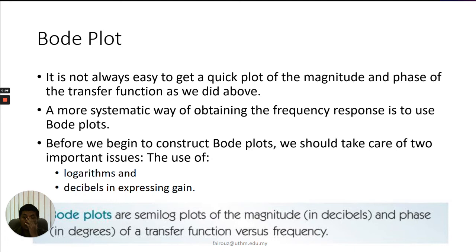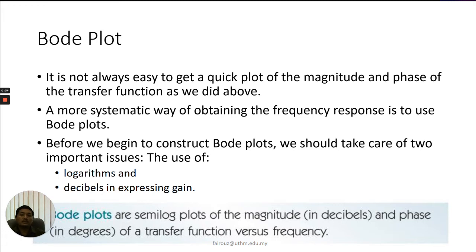Okay, so Bode plot. It is not always easy to get a quick plot of the magnitude and phase of the transfer function, as we have seen in the previous video. That is, you will have to change the value of omega 1, 2, 3, 4, 10, 20 and so on to plot the frequency response. It's not easy.